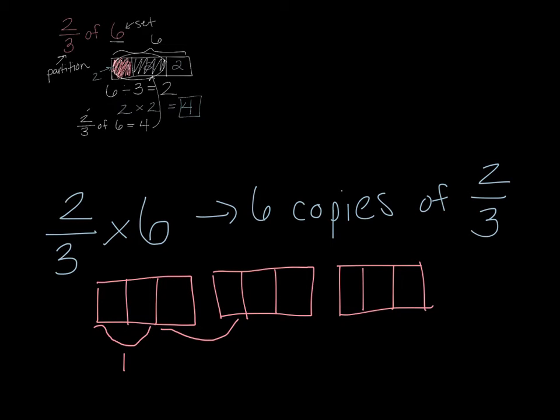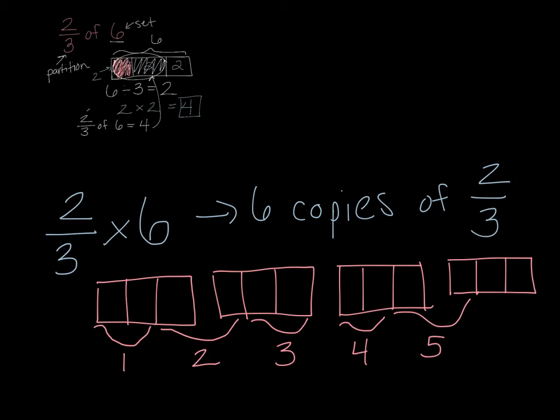Here's another group of 2/3. Here's another group of 2/3. Here's 4 groups of 2/3. Here's 5 groups of 2/3. And now finally, I have 6 copies of 2/3. I'm just going to shade in the first 2/3. Actually, maybe I'll shade in every other so you can really see it.